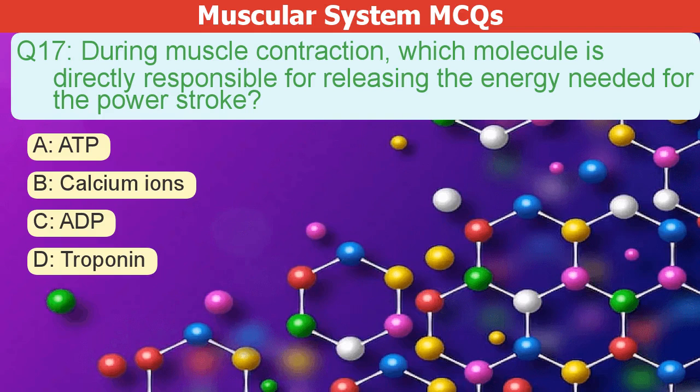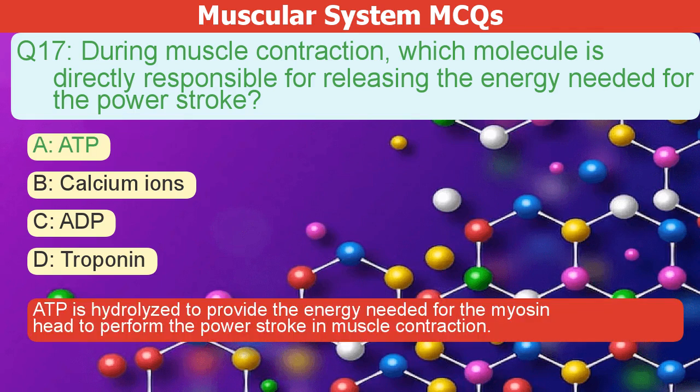During muscle contraction, which molecule is directly responsible for releasing the energy needed for the power stroke? A. ATP. B. Calcium ions. C. ADP. D. Troponin. The correct answer is A. ATP is hydrolyzed to provide the energy needed for the myosin head to perform the power stroke in muscle contraction.